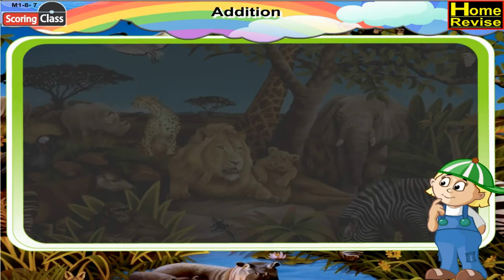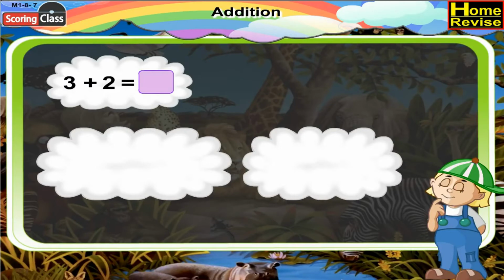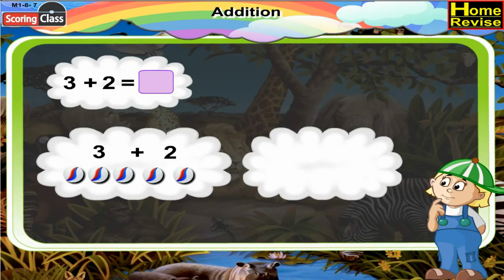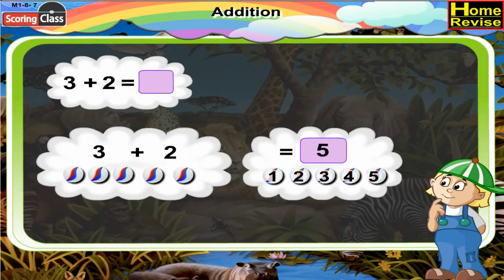Three plus 2 is equal to dash. Now here there are 3 marbles. If you add 2 more marbles to it, that would be 4, 5. 5 marbles again. So 3 plus 2 is equal to 5 as well.